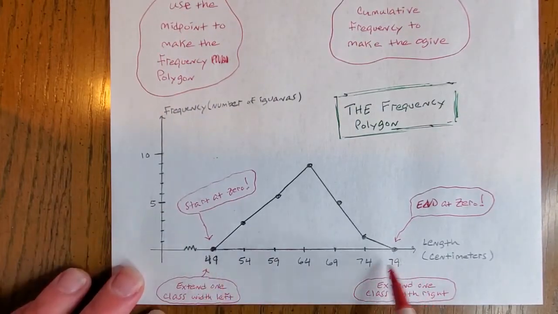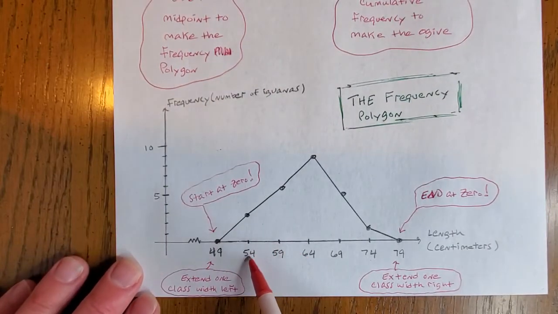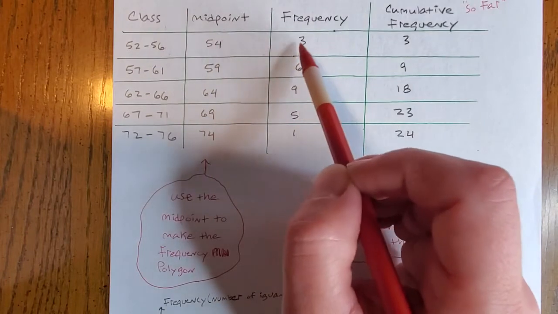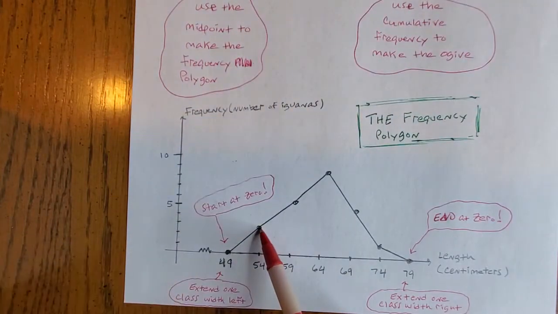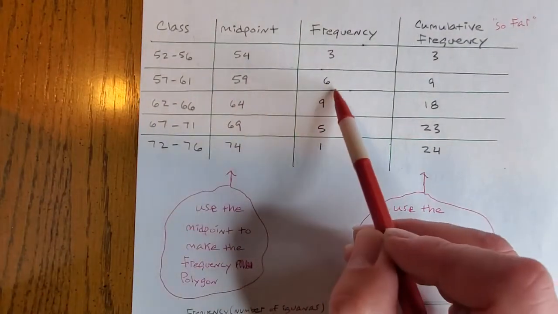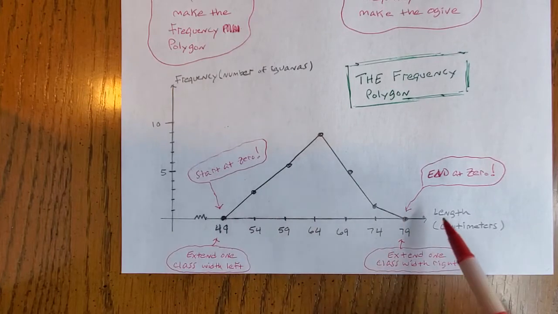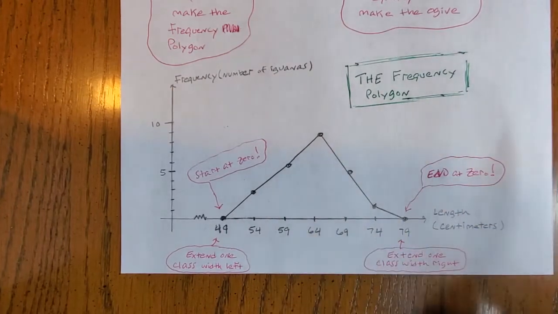Otherwise, all you see here are, for the midpoint 54, for this class, the frequency is 3. So I put a dot at 3. And then for 59, the frequency is 6, and so I put a dot at 6. And then I connected them with straight lines, and that's a frequency polygon.